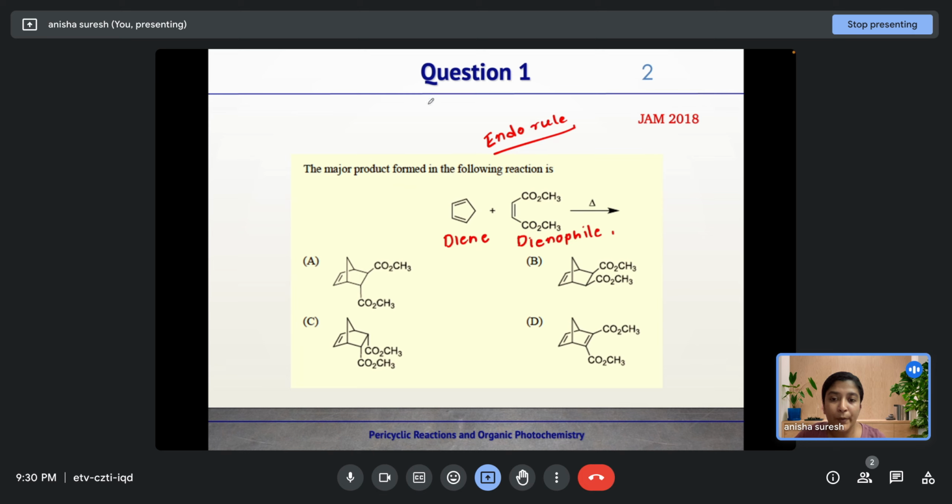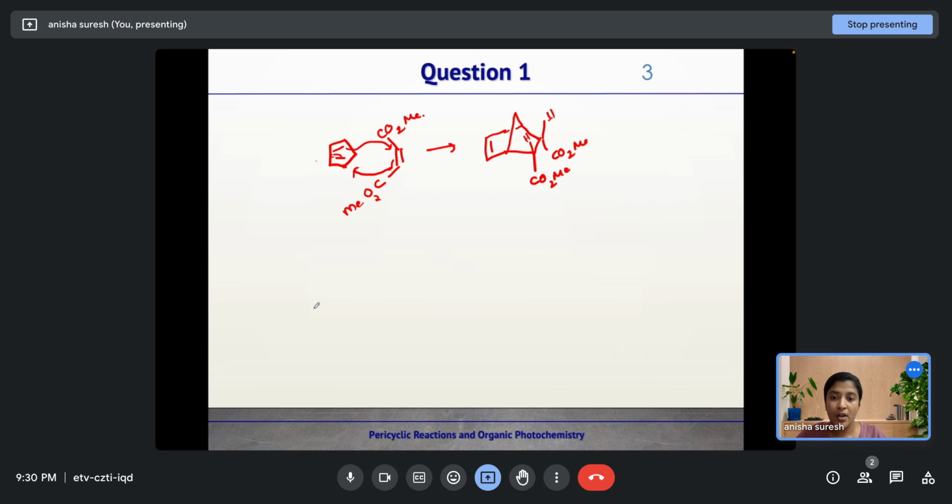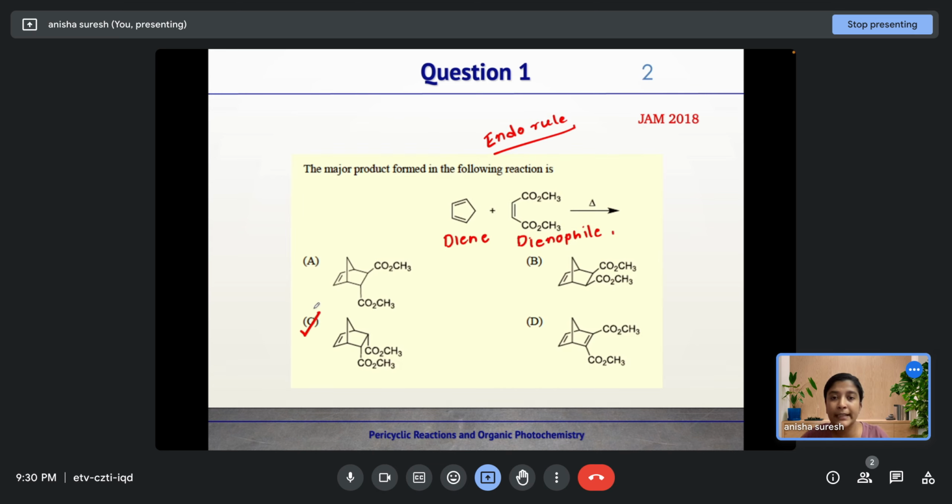So when we look at the options that are given, the option that corresponds to the answer we got is option C. So the right option is option C. I hope the mechanism is clear. Here the main thing is the endo rule, that is the dienophile will be approaching from below the plane, so that these CO2CH3 groups, that is the carbonyl groups, will be having secondary interactions with the orbitals of the diene.